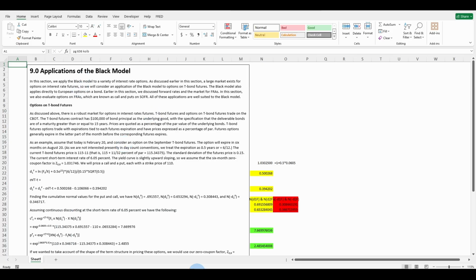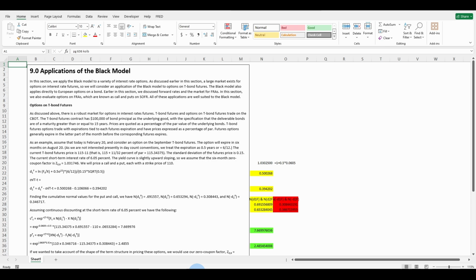In this section, we apply the Black model to a variety of interest rate options. As discussed earlier, a large market exists for options on interest rate futures. So we will consider an application of the Black model to options on T-bond futures. The Black model also applies directly to European options on a bond. Earlier, we discussed forward rates in the market for FRAs. We also evaluate options on forward rate agreements, which are known as calls and puts on SOFR. All of these applications are well suited to the Black model.